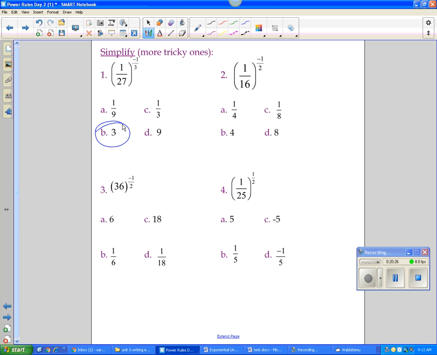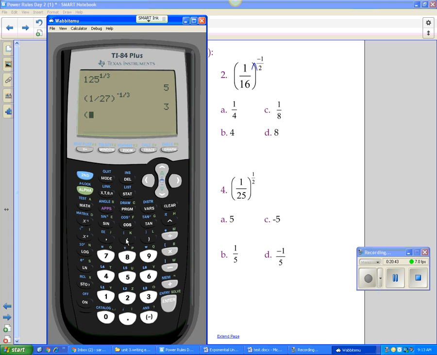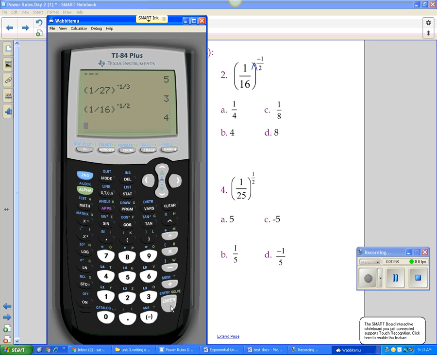All right, Stephen A., on number 2, am I going to multiply these or type it in the calculator? Good, and you have to use your caret key. So I'm going to type in parentheses 1 divided by 16, caret key, to the negative 1/2. What do you get for that one? 4?